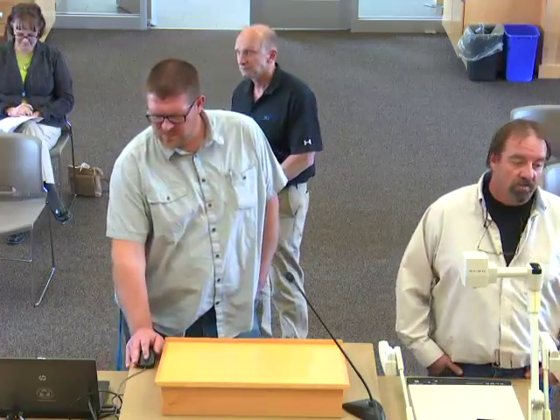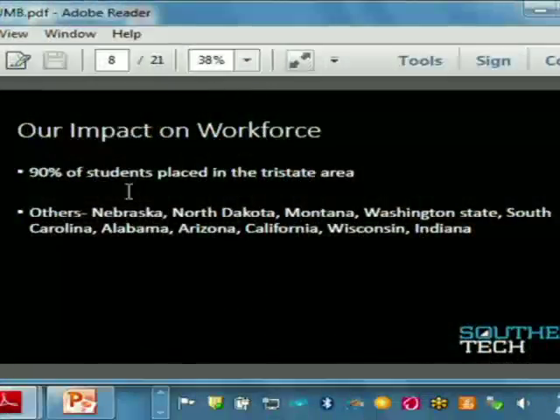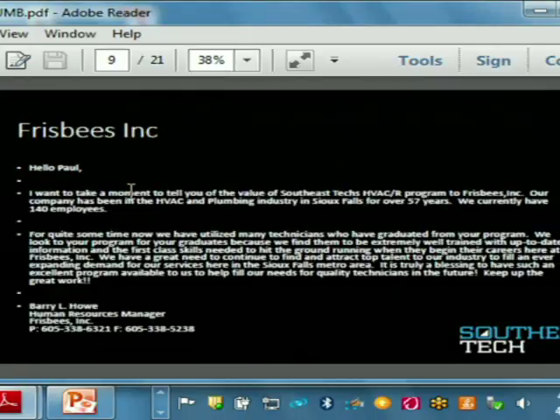But some of our students, about 90% are probably here in the tri-state area, I would say. We have students that are in North Dakota and Nebraska and Montana, Washington State, South Carolina, Alabama, Arizona, California, Wisconsin, and Indiana. And those are just the ones that I know about; you kind of lose track of a lot of them. So I'm going to guess that we could probably triple that.